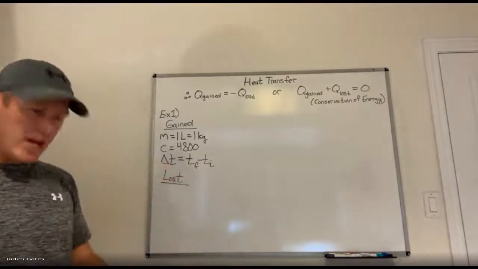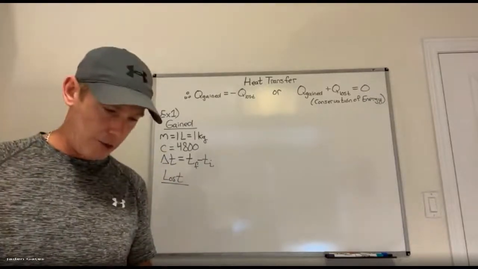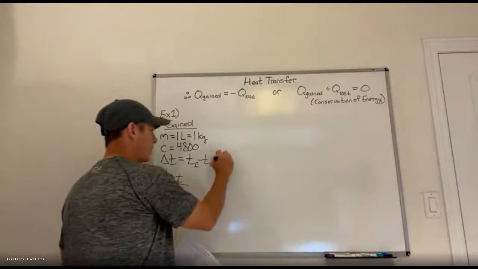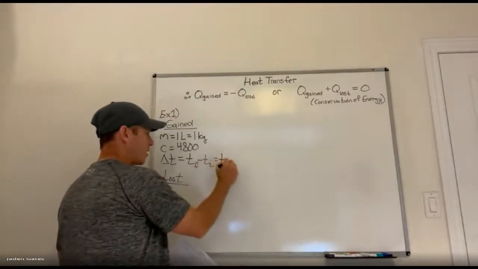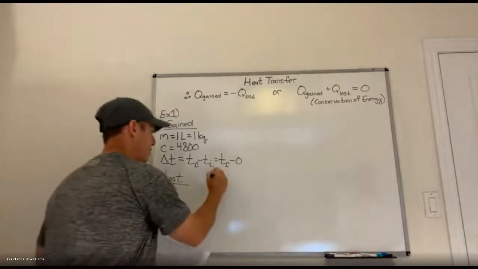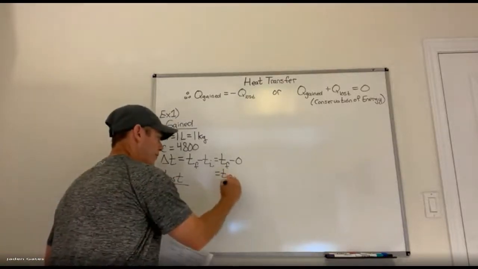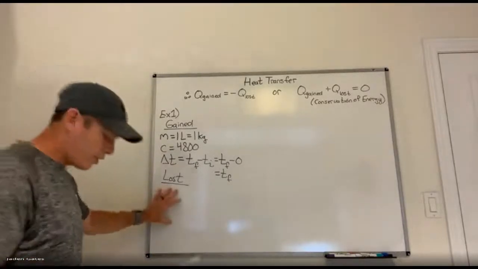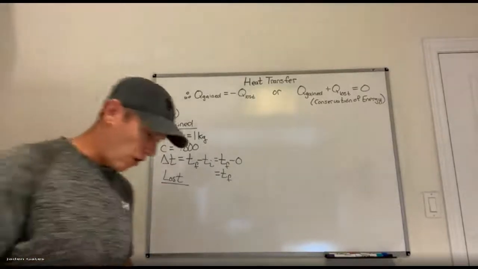Now in this case, we actually do know the initial temperature. It is 0 degrees. So TF minus TI is going to become TF minus 0, which in fact is just going to end up being TF. That kind of simplifies things. All right, now the one that is going to lose heat is the alcohol.